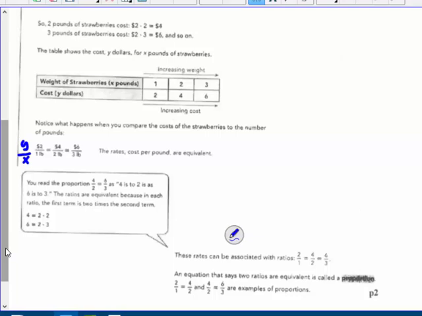So you read the proportion 4 is to 2 as 6 is to 3. The ratios are equivalent because in each ratio the first term is 2 times the second term. These rates can be associated with the ratios 2 to 1, 4 to 2, 6 to 3. An equation that says that 2 ratios are equivalent is called a proportion. And we know that because we've been doing proportions. 2 to 1 is as 4 to 2, and 4 to 2 is as 6 to 3 are examples of proportions.